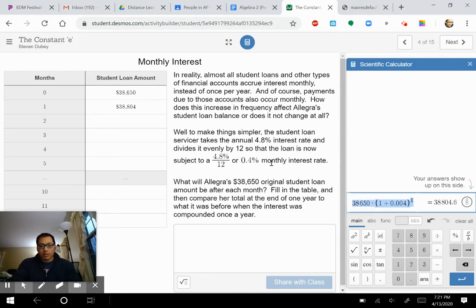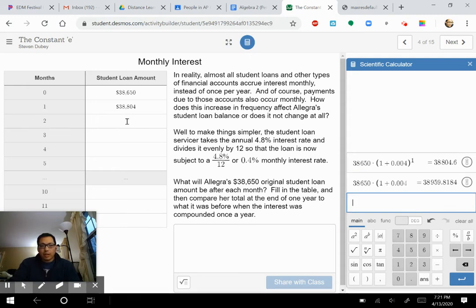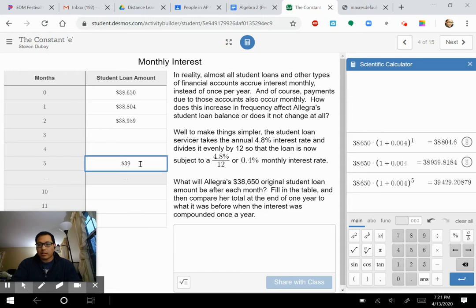So this is after 1 month. She's increasing by 0.4%. But after 2 months, well, she's going to do the same thing at this smaller increase, but now it's going to happen twice. So she'll have 38,959. And then let's kind of skip around. Let's go to 5. After 5 months, almost halfway through the year, how much will she now owe? 39,009. Okay, so it's growing even more slowly because we're looking at each month in particular.